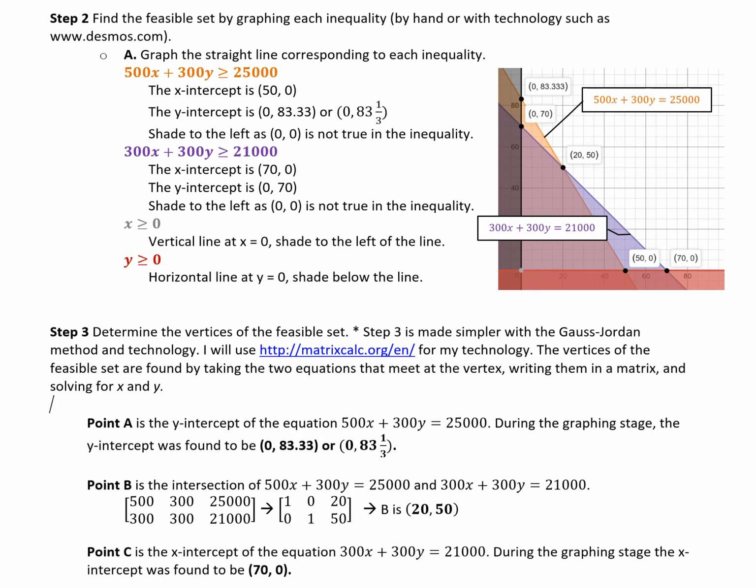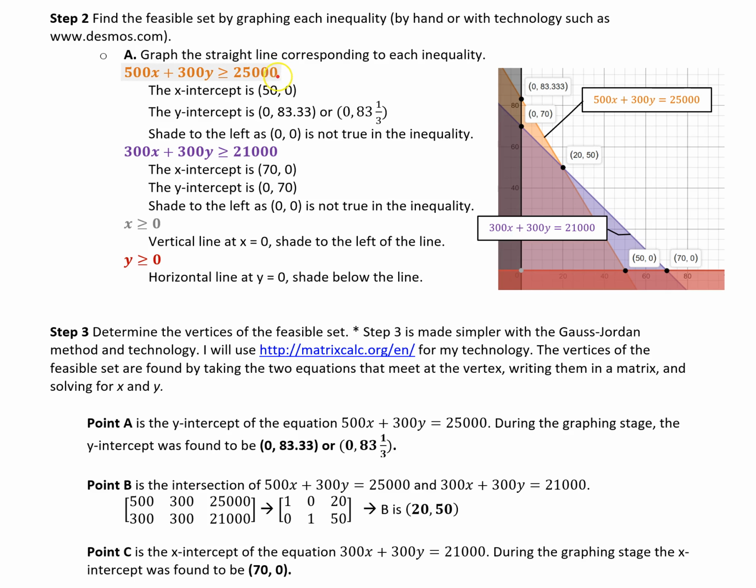Step 2: find the feasible set by graphing each inequality. You can graph these by hand or with technology. This particular image was created with Desmos.com. To do this feasible set, what I did is I graphed a straight line according to each inequality.